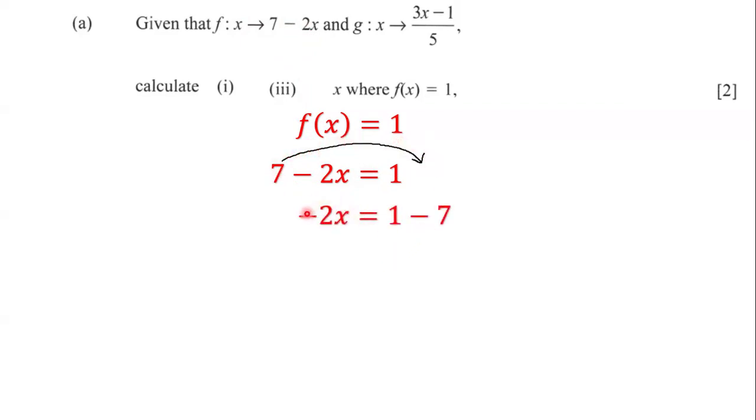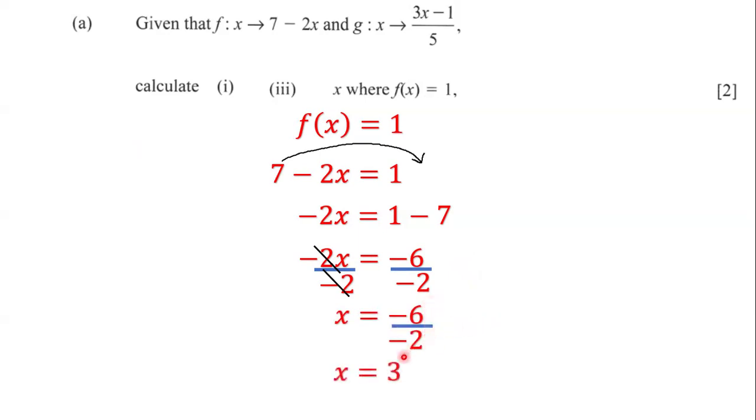So we have negative 2x is equal to 1 minus 7. What is 1 minus 7? Well, 1 minus 7 is negative 6. And so we have negative 2x is equal to negative 6. We divide both sides of this equation by negative 2. So this negative 2 cancels with this negative 2. So we get that x is equal to negative 6 divided by negative 2. And negative 6 divided by negative 2 is positive 3. So x is equal to positive 3.